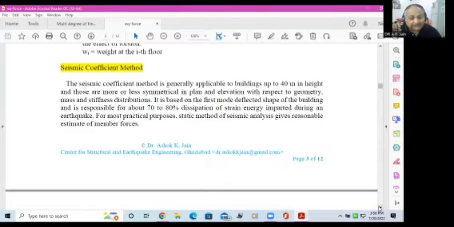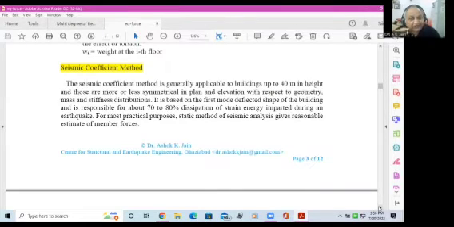seismic coefficient method is generally applicable to buildings up to 40 meters in height or maybe 90 meters in height, and those are more or less symmetrical in plan and elevation. Okay. Seismic coefficient method, that is static method, is applicable to a building which is more or less symmetrical in plan and elevation with respect to geometry, mass, and stiffness distributions. It is based on the first mode deflected shape of the building.